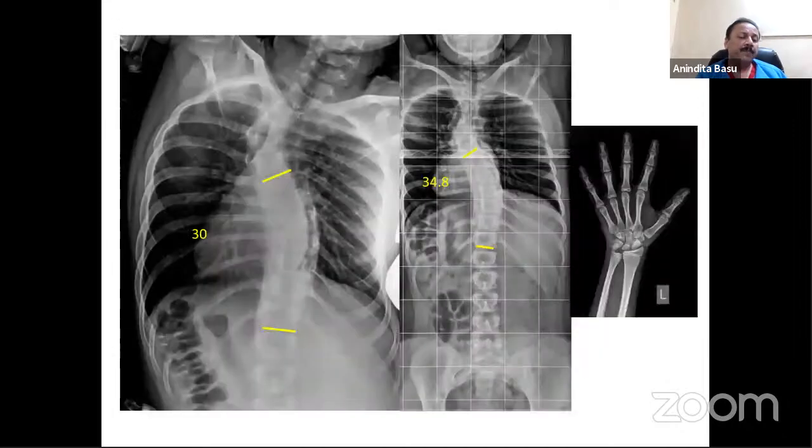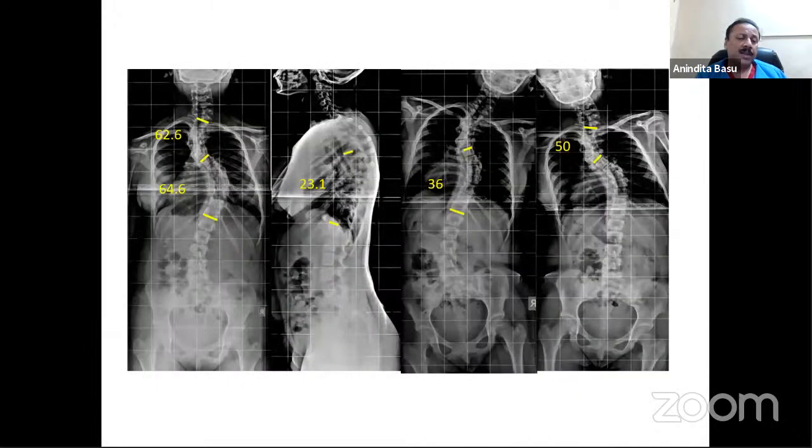In this patient, the bolster film, as you can see, brings the main thoracic curve down to 30. And in the traction film, it comes down to 34.8. So if I go back to the previous slide, you see this curve is really very malignant, very highly rotated, and hardly comes back. So immediately I know, first of all, it is a type 2 curve.